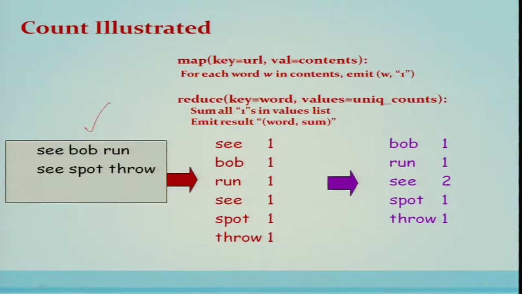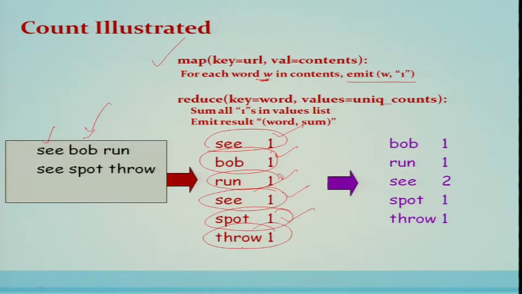Let us see, this file contains these words: C, Bob, run; C, spot, throw. When it is given to the map function, each word is parsed and then it will do an emit with 1. So C will be emitted with the value 1, Bob will be emitted with the value 1, run is emitted. So all the words, they are called keys, and they will be emitted with the value 1. So this is a key and this is a value.